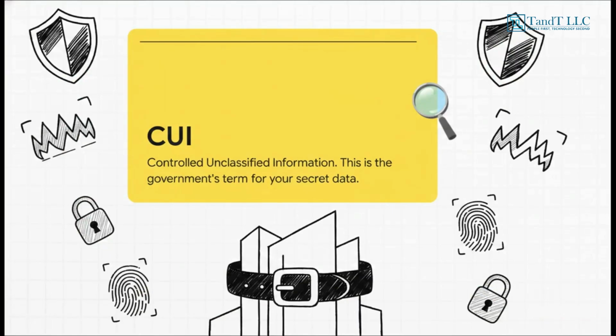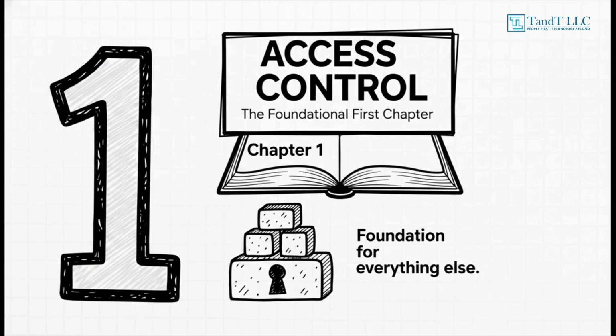Now, the government has a term for this secret info, CUI, which stands for Controlled Unclassified Information. And to keep it safe, they created a rulebook called CMMC Level 2. You can think of it like getting a black belt in cybersecurity for your entire company. Yeah, it's tough, but it's also absolutely essential. So we're going to start right at page 1. We're tackling the very first, and you could argue the most important chapter in that entire rulebook, access control. Get this right, and everything else is built on a solid foundation.